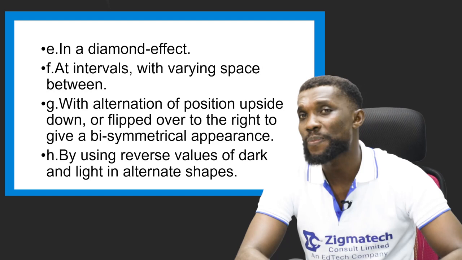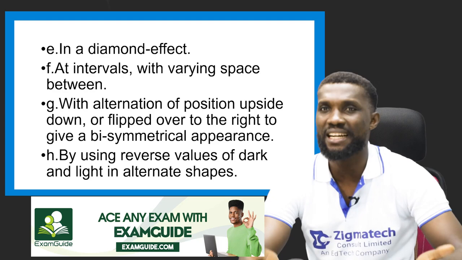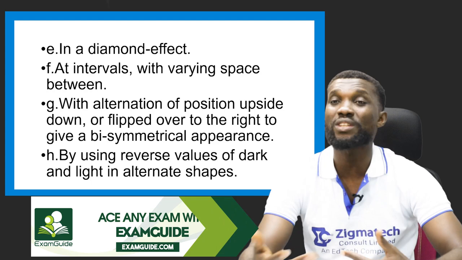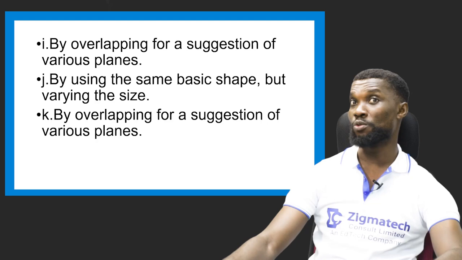Now with alternation of position, upside down or flopping over to the left, to the right, gives a bisymmetric appearance. Now by using various values of dark tones and light tones in alternate shapes, these are ways you create effect and creativity on your design. So sit back as we diverge into the practical, because I hope you're very well ready, right?